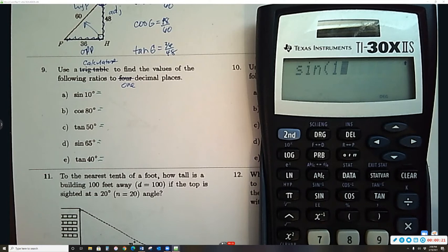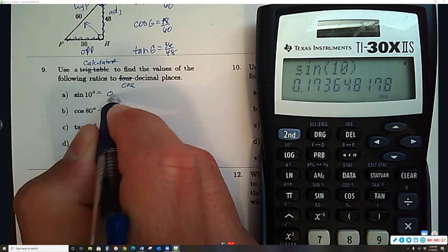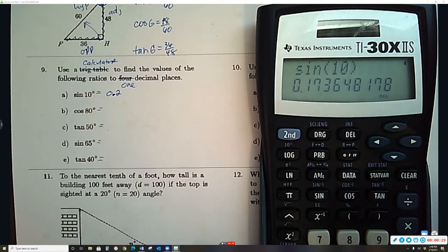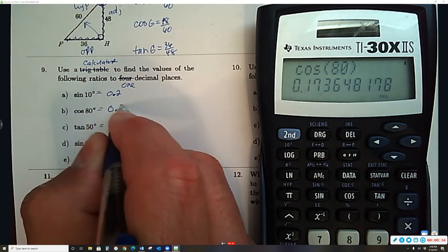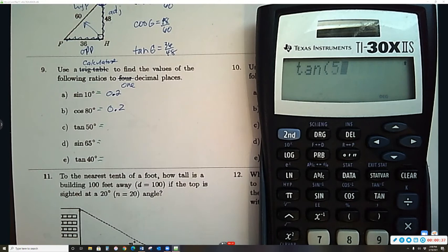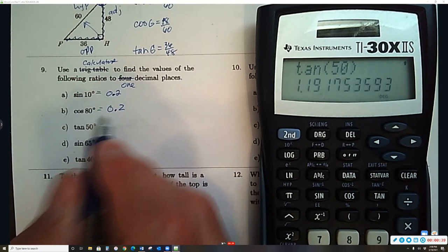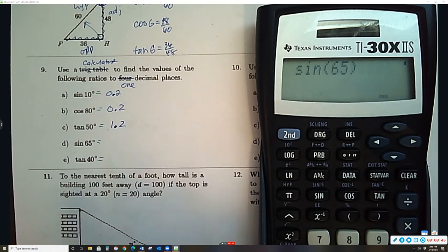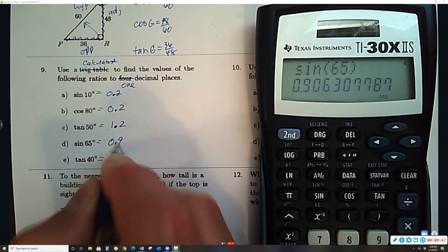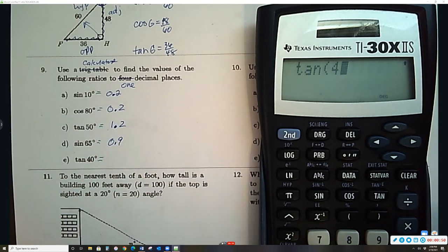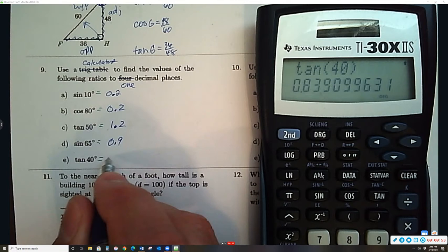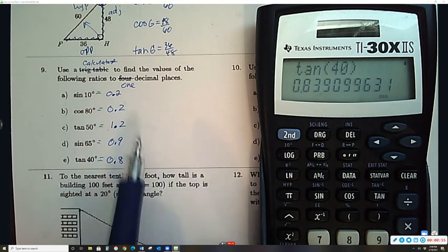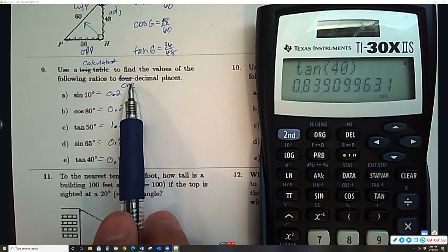And then type in the value, sine of 10. Make sure you close the parentheses. That would be 0.2. And then do cosine of 80, 0.2, tangent of 50, 1.2, sine of 65, 0.9, tangent of 40, 0.8.